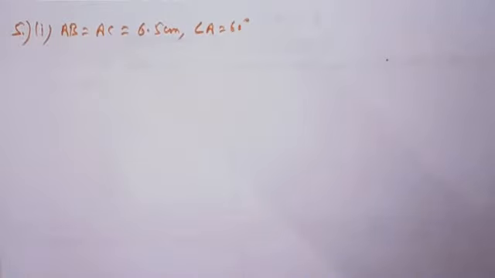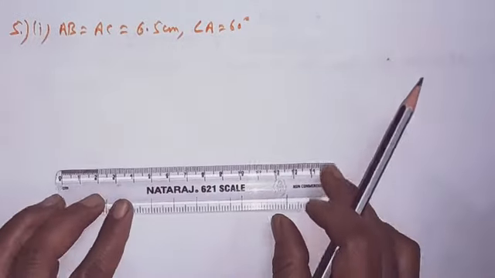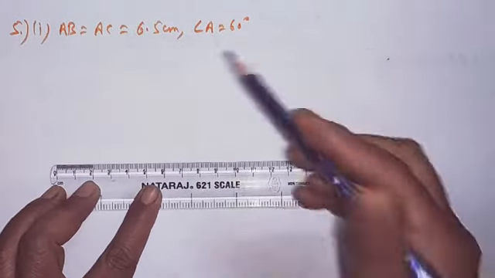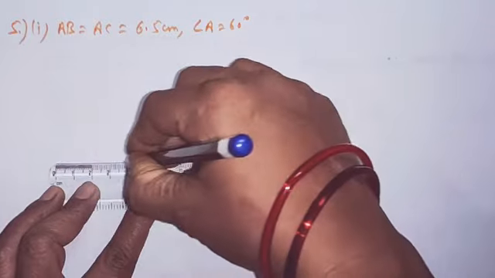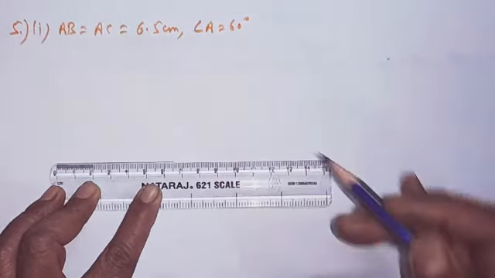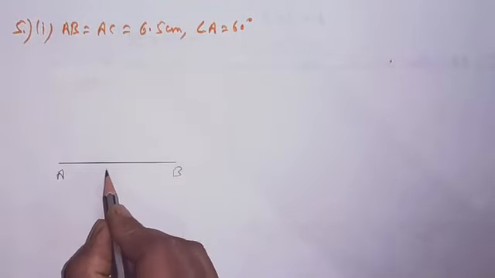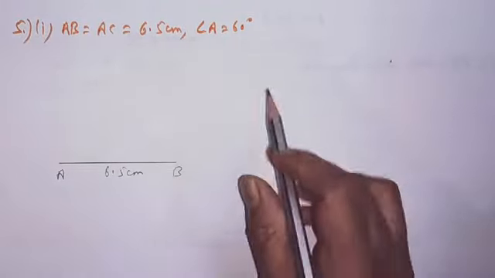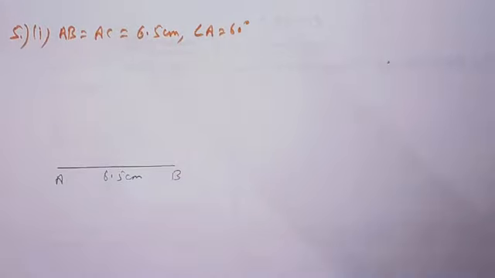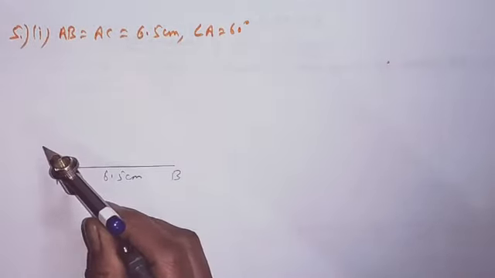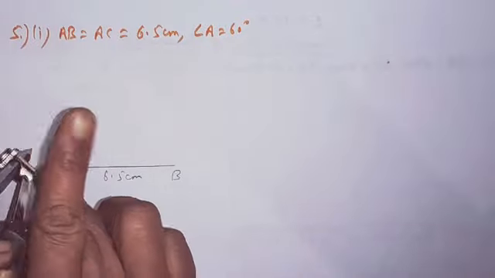Okay, so let us take one side as the base. AB I am taking as base, 6.5 centimeter. So this is 6.5 centimeter. Let me name it as AB. Now at point A I want angle of 60 degree. So at point A I will draw an angle of 60 degree.